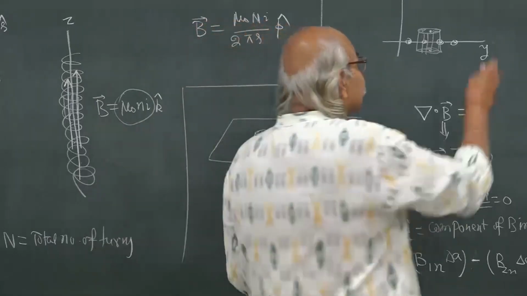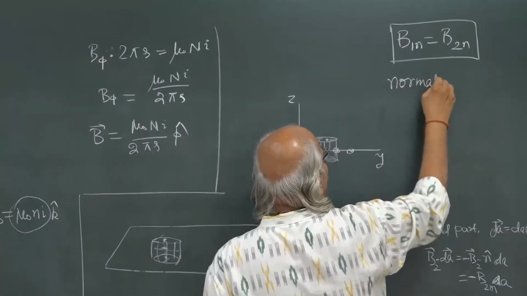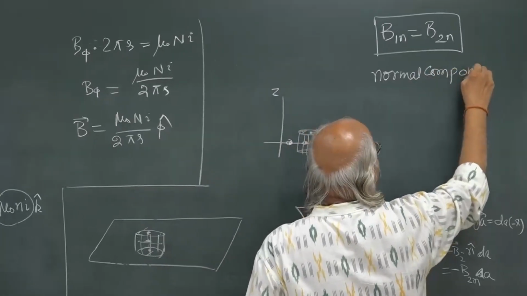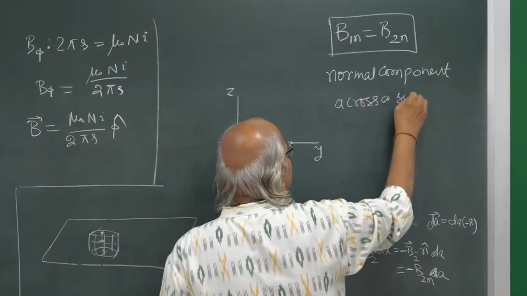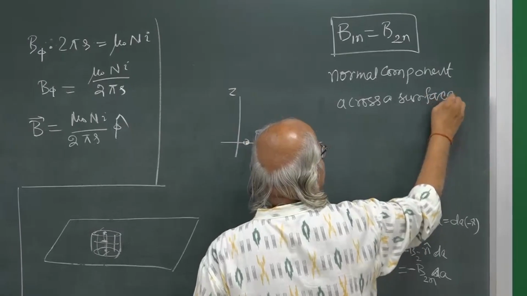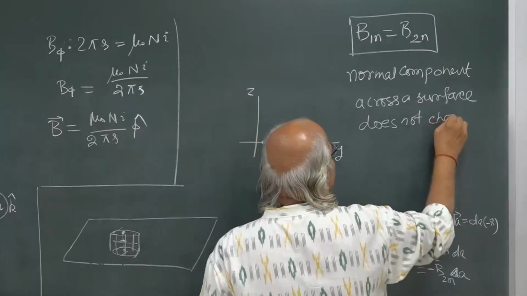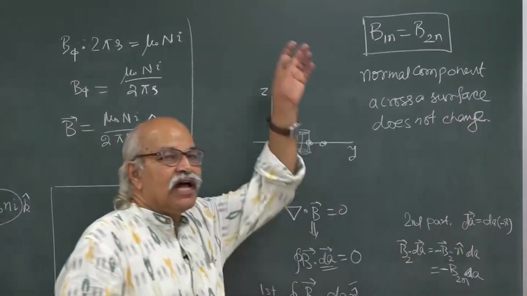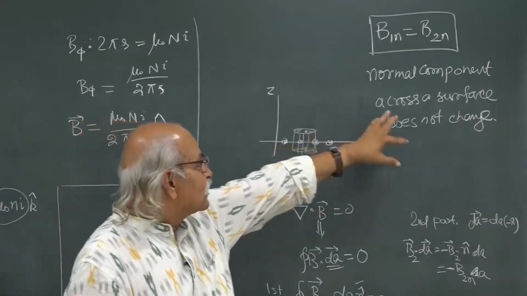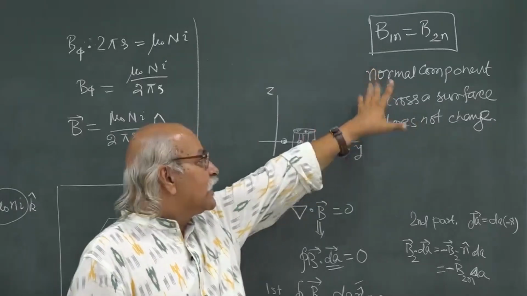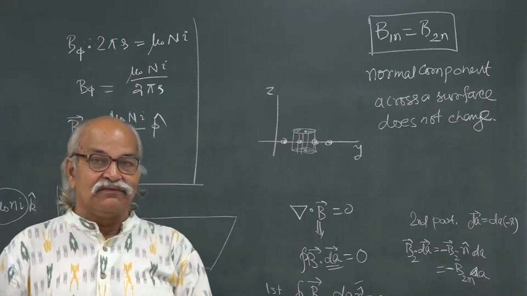So, this is one boundary condition: normal component across a surface does not change, remains same. Even if you have a current on the surface, even then across the surface the normal component will not change. Okay. So, in the next lecture we will be talking of the tangential component of the magnetic field.